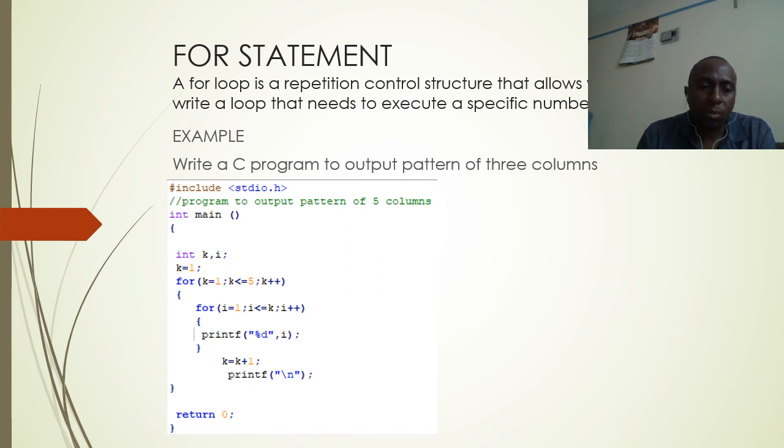So k equals k plus 1, then printf break. After one row, it breaks to the next row. So this line break, the backslash n, we call it an escape sequence, which will give us the break of line to the next one. Then you return 0. And when we talk about returning 0, it means that the function main should return a value when it is executed.